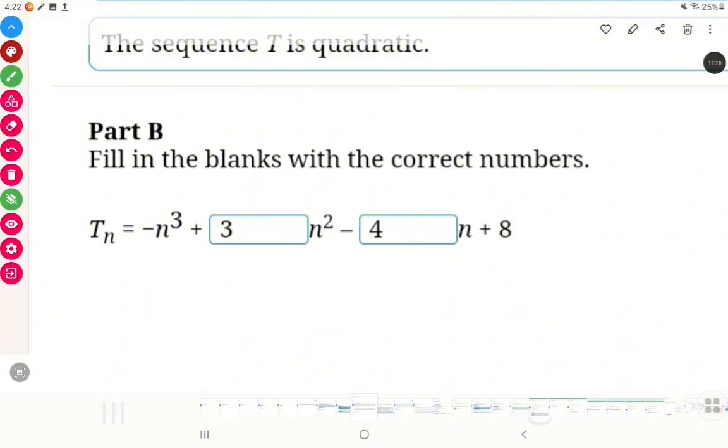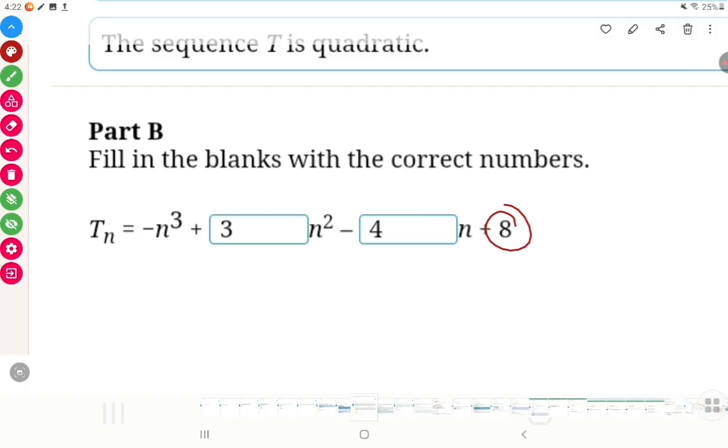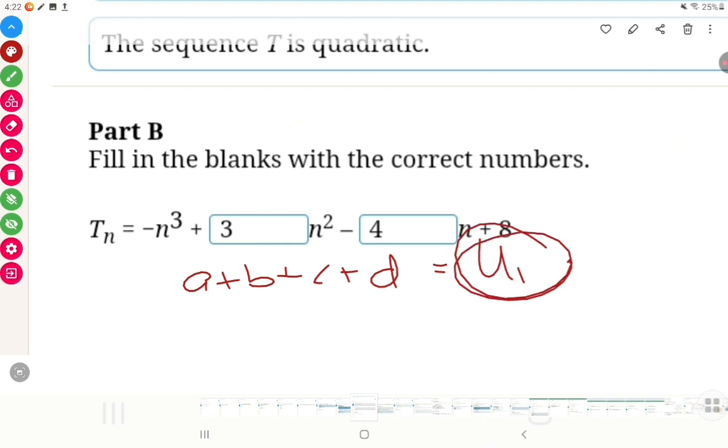They already wrote the negative sign for us. So the answer for C is negative 4. They already wrote the negative sign, so all we have to write is 4. And we don't need to find D because they already gave it to us. But the formula to find D is a plus b plus c plus d is equal to u1, which is the first term in the sequence.